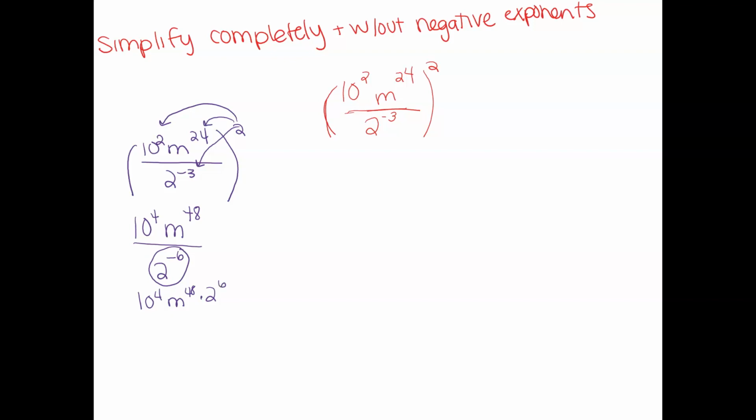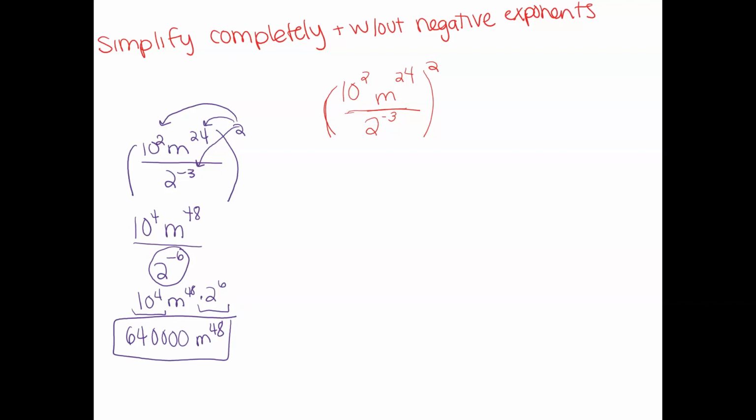Now, it says I can use a calculator in WebAssign. You're welcome to do that. So I would calculate 10 to the 4th and 2 to the 6th and then multiply those together. That gives me 640,000 m to the 48. So I could deal with this a different way.